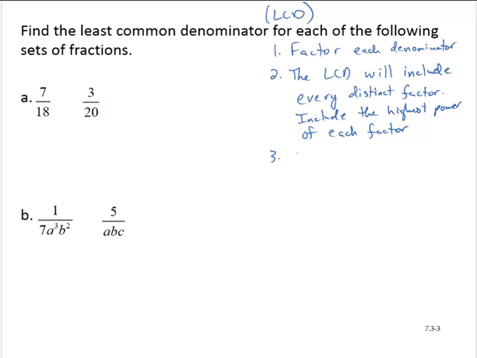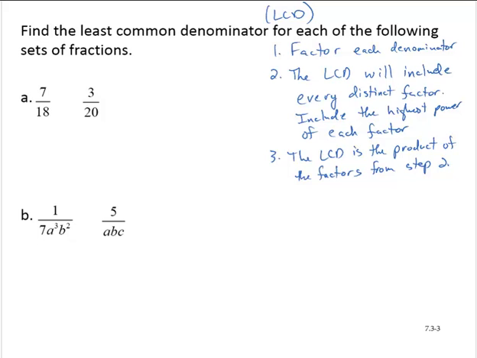Alright, third step. The LCD is the product of the factors from step 2. So let's see a couple of examples.